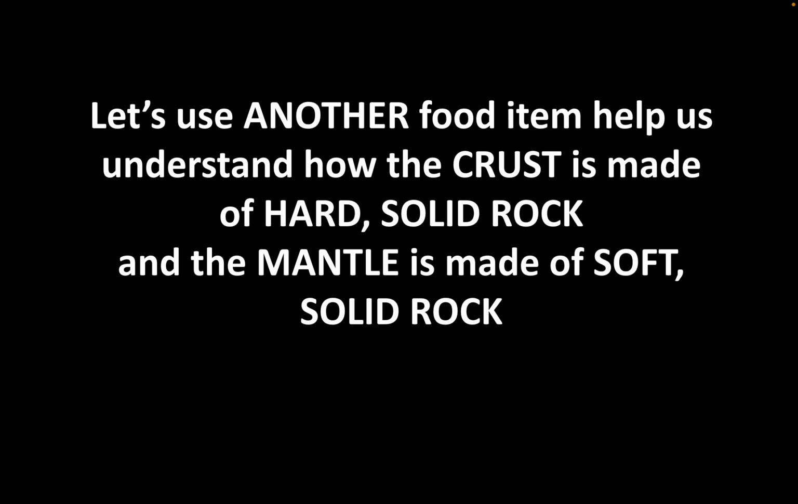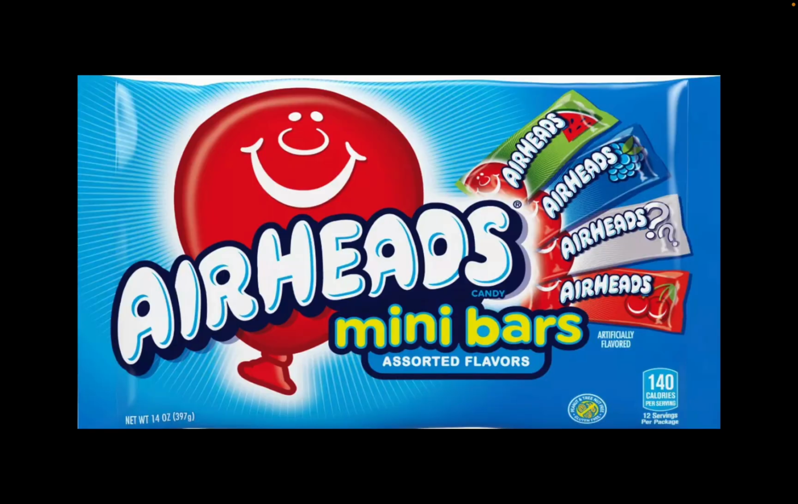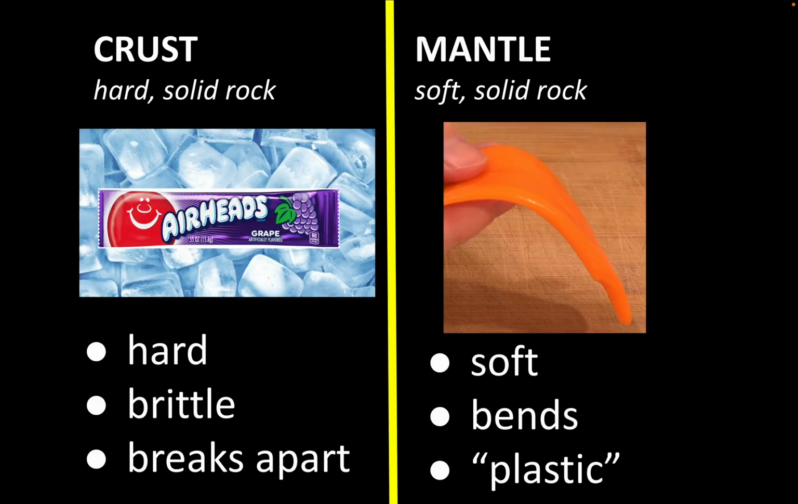We used another food item to help us understand how the crust is made of hard solid rock and the mantle is made of soft solid rock. We used those Airheads. Here's what we did. In class, I gave the kids another bar that had been frozen, and they compared that to the one that they had in their pocket. If we're using this as a model, the frozen Airhead is like the crust.